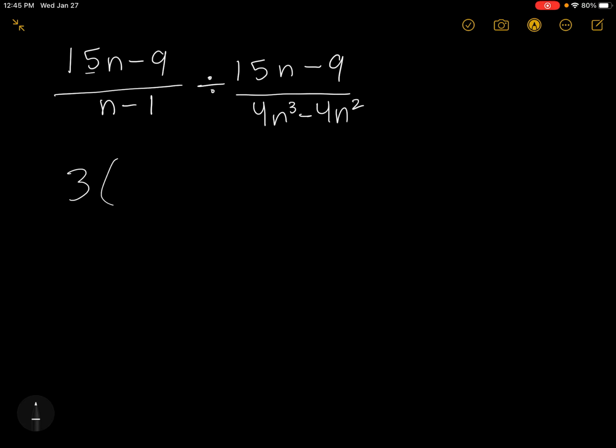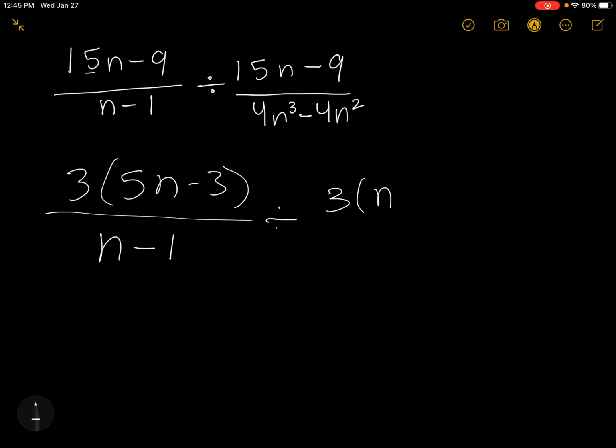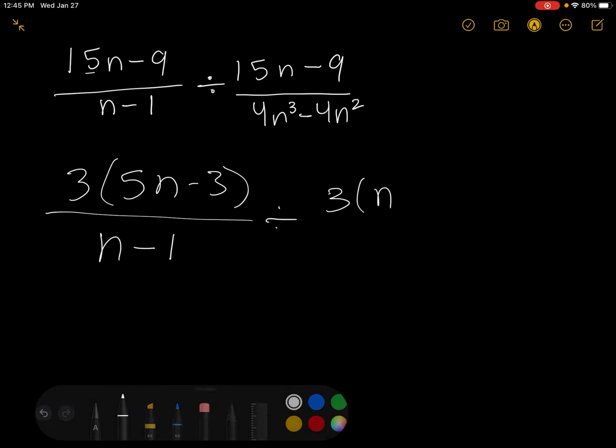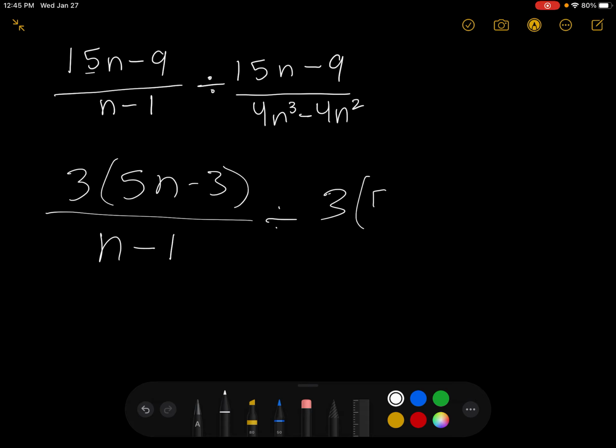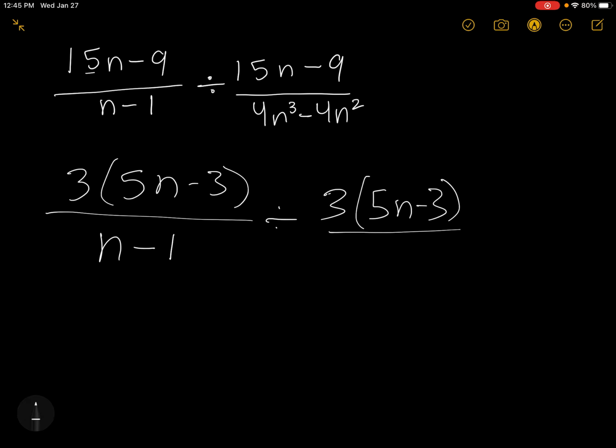Our denominator is already in its simplest form, so we're just going to write it down like this. And then our other expression, we have 15n minus 9 again, so it's the same thing. We're going to factor out a 3. So we have 3 and then 5n minus 3 over, and then we have 4n cubed minus 4n squared. Both these terms are divisible by 4, and they both have at least n squared, so we can factor out 4n squared, and then we're left with n minus 1.